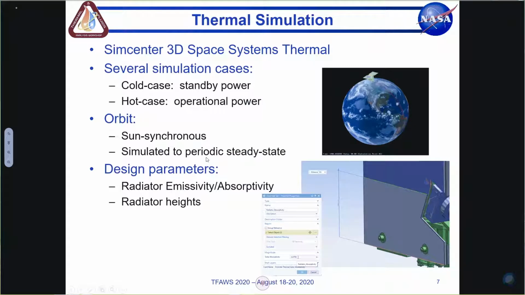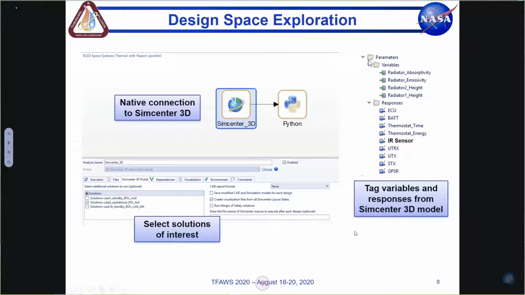So, several simulation cases were all run in SimCenter 3D Space System Thermal. We had the cold case with standby power, the hot case with operational power, and the orbit itself was essentially a sun-synchronous orbit, simulated to a periodic steady state. We'll get to that second point a little later as well, and why that's useful. The design parameters were the radiator emissivity and absorptivity, and then varying the height of this block here automatically.